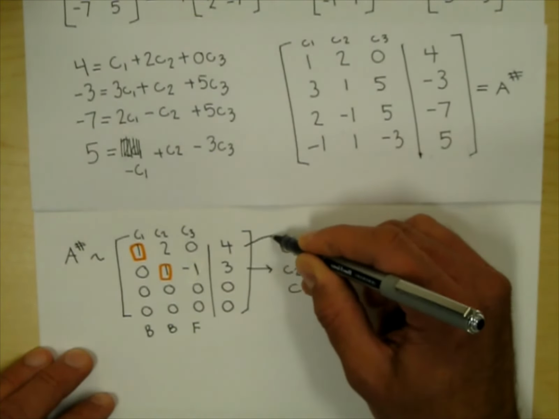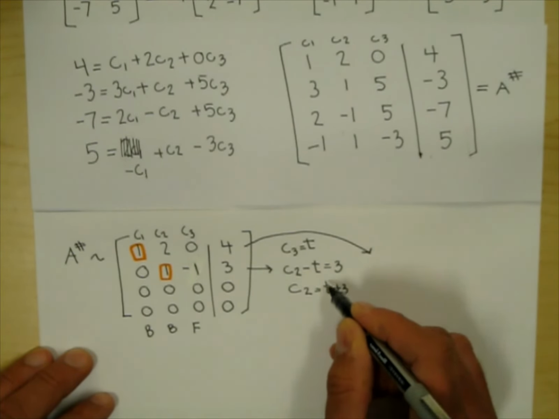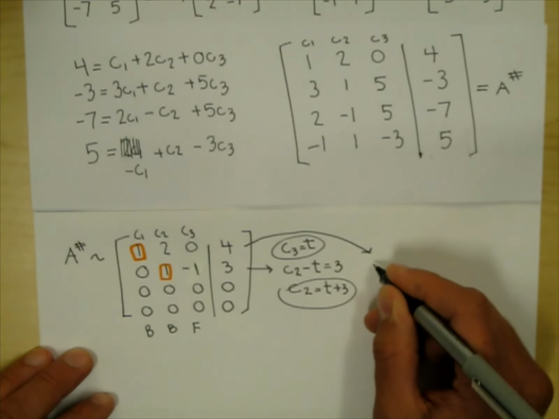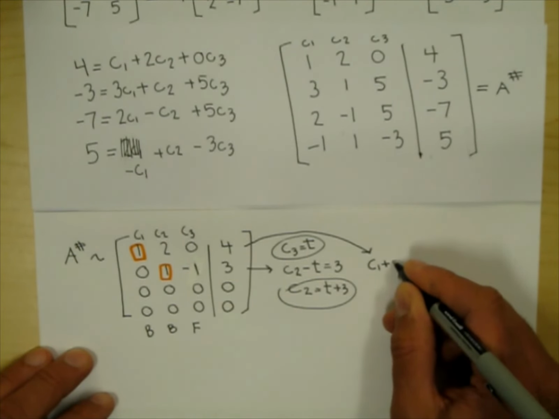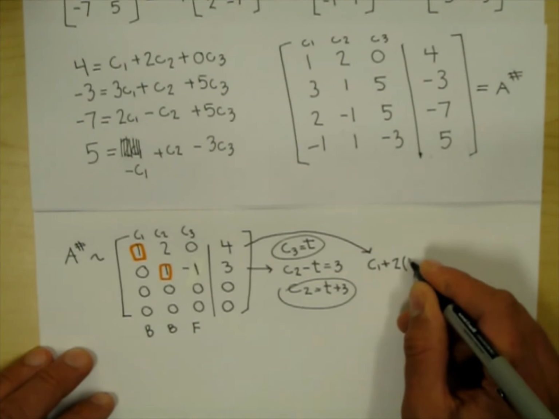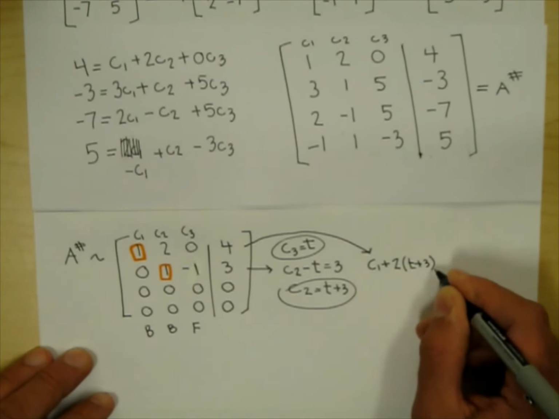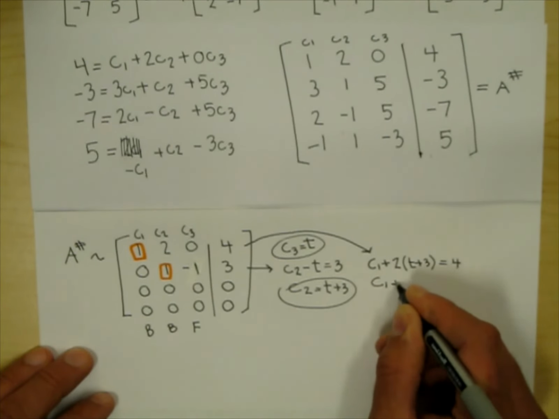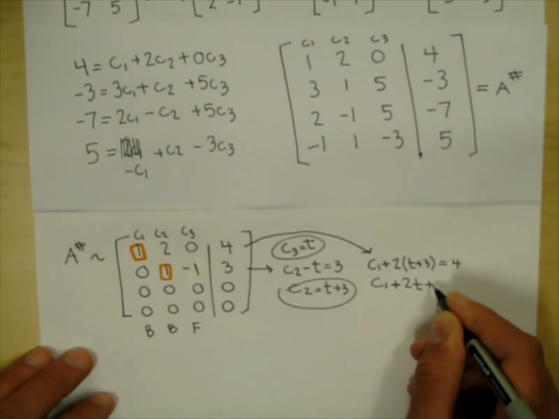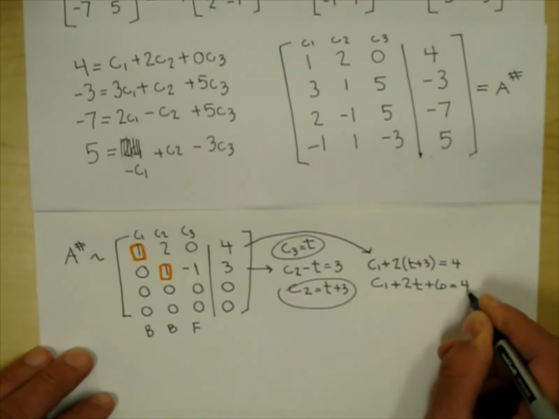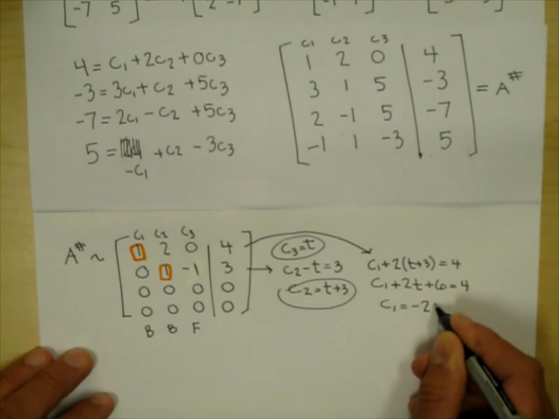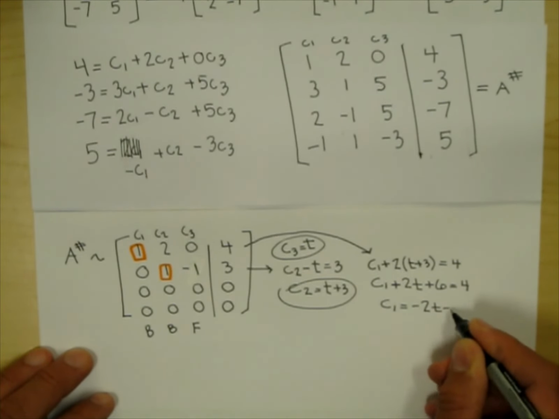Now the first equation, and let me circle the important results here. The first equation gives me C1 plus 2C2, so C2 is T plus 3. This gives me 4. C1 plus 2T plus 6 equals 4. So C1 gives me what? Negative 2T, and then we subtract there, minus 2.